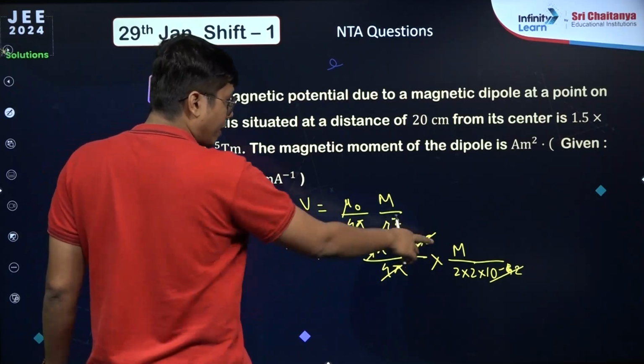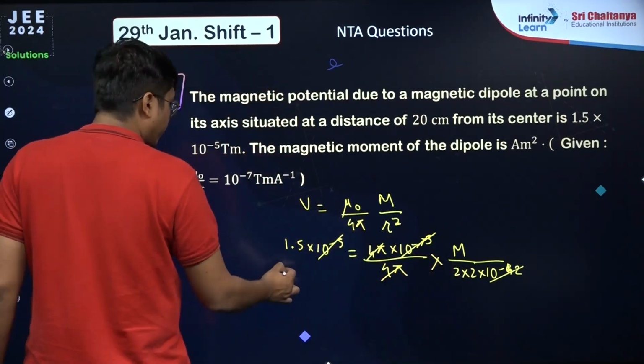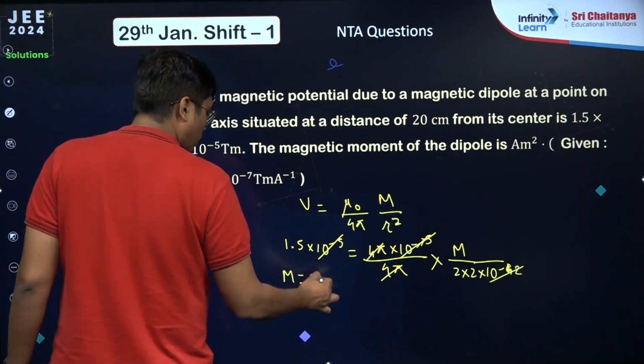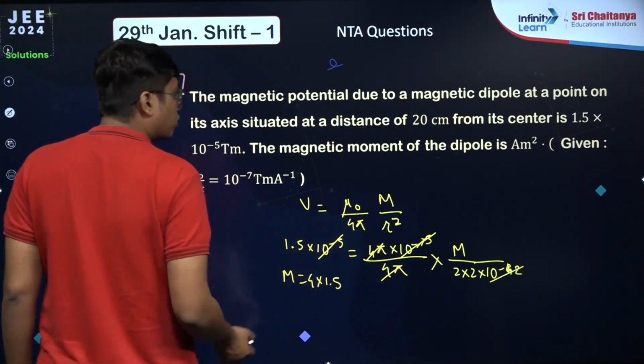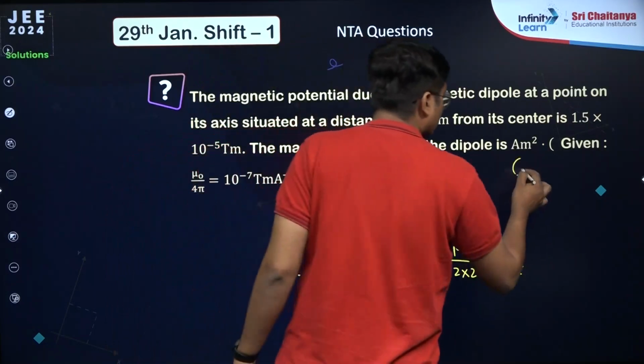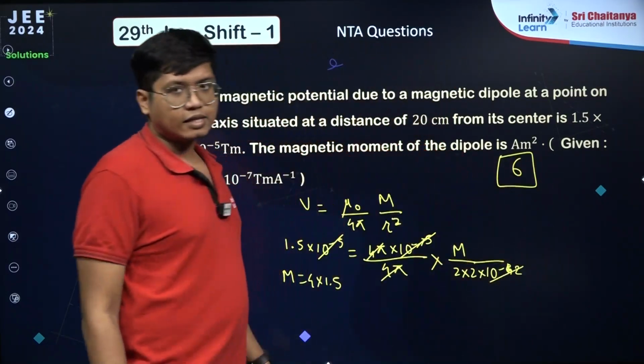So you are left with m is equal to 4 into 1.5, that is equal to 6. So it is going to be 6. That is the answer for this one.